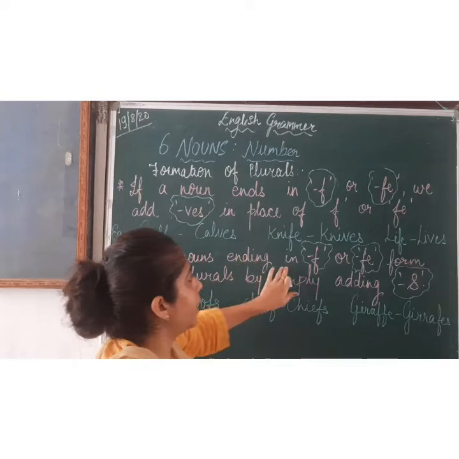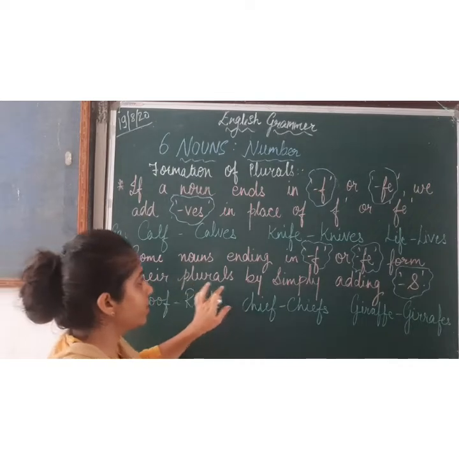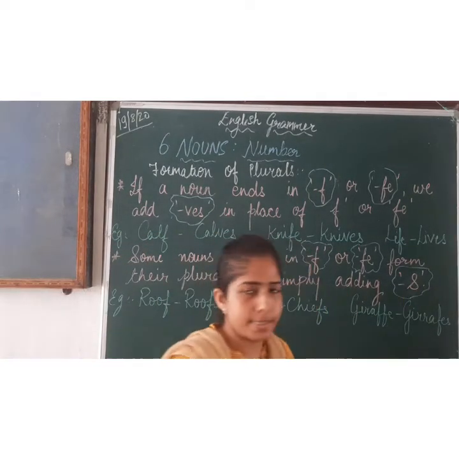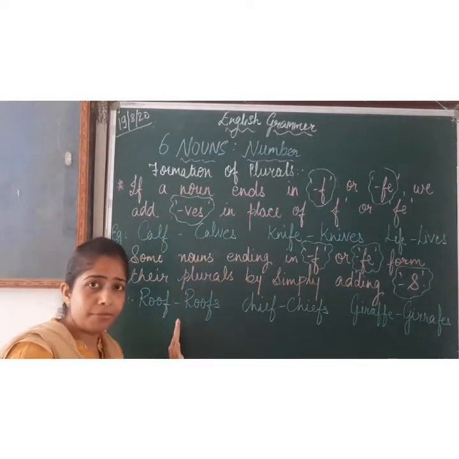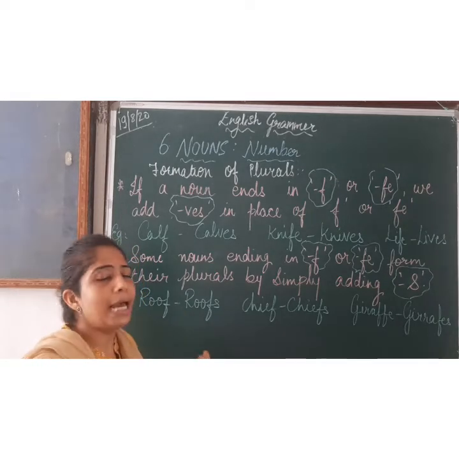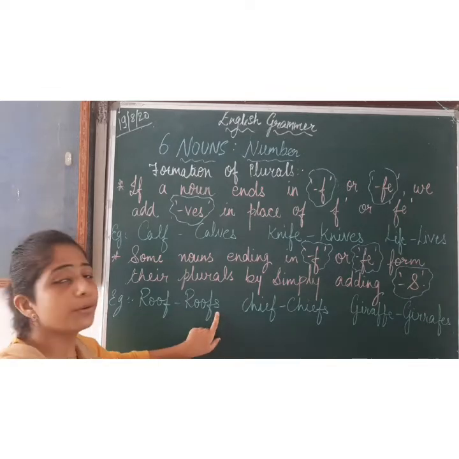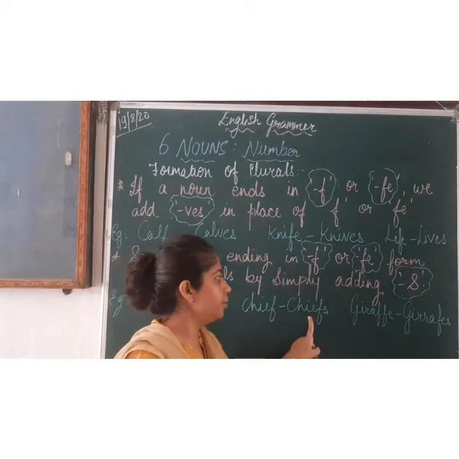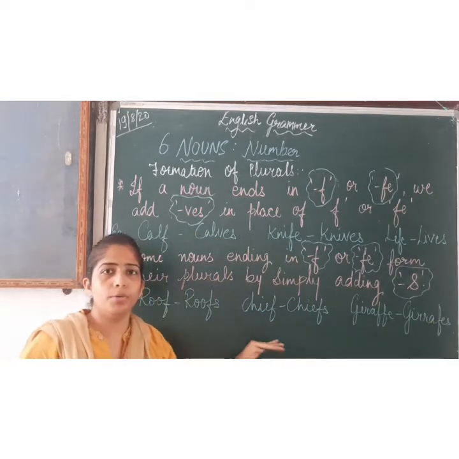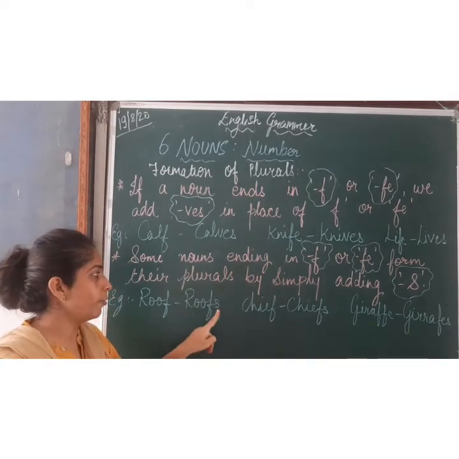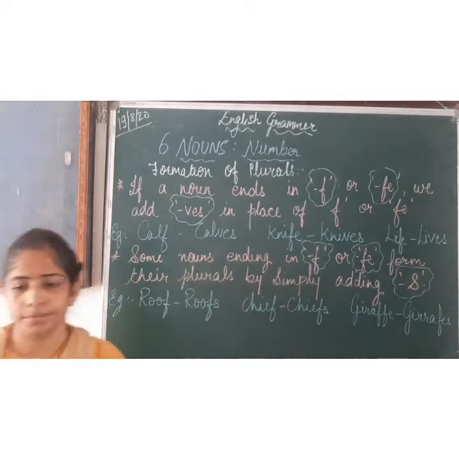Now see this point. Some nouns ending in f or fe form their plurals by simply adding s. In some nouns, we will not replace f with ves. We will simply add s to make it plural. See roof, roofs. Chief, chiefs. Giraffe, giraffes. In some nouns, you will not replace f or fe with ves but only add s to make it plural.